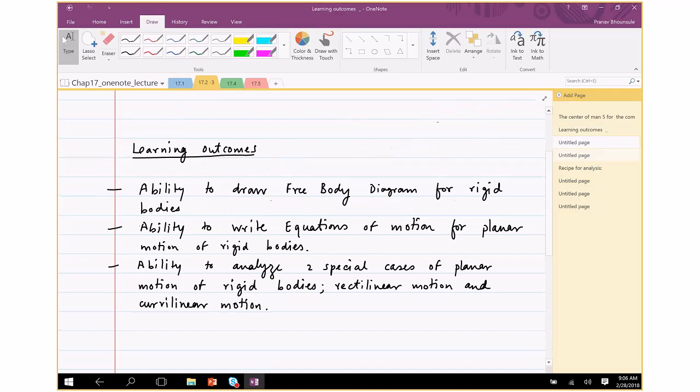Things before we start solving problems. So this section is about two special cases of rigid body motion. Okay, the first one is translation. Well, actually, rectilinear translation.